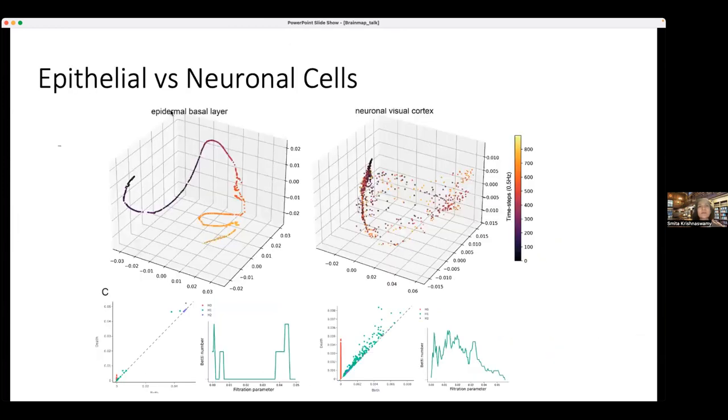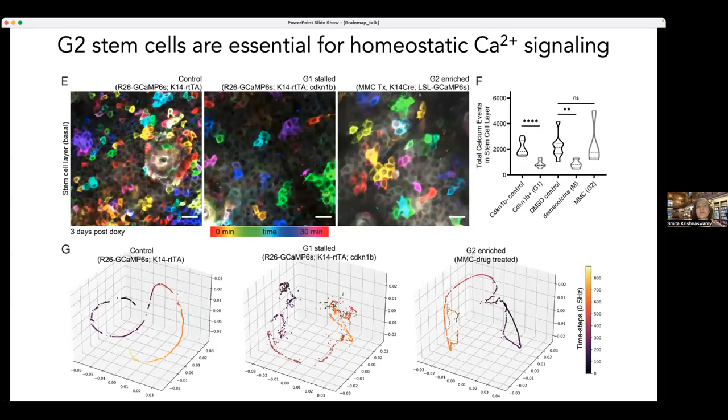So for example, now we see in the basal epidermal layer, we had a very smooth dynamic of signaling, whereas in neurons or neural visual cortex, we have a very jumpy dynamic. And that signature is available in the persistence diagram. So now we could just feed this into a machine learning algorithm and classify, for example, the source of the dynamic. And that's really what we've been doing.